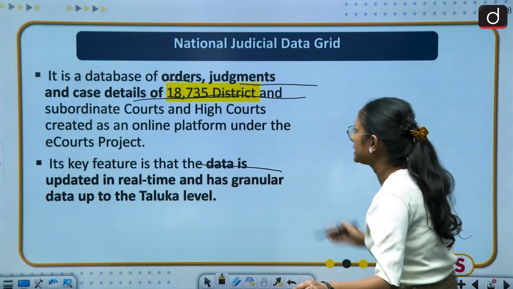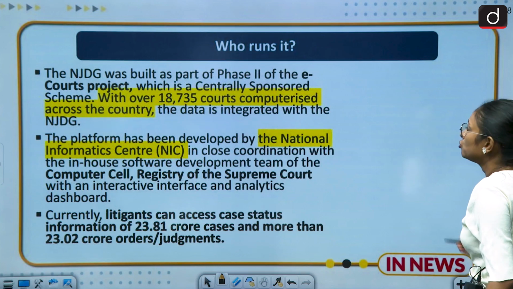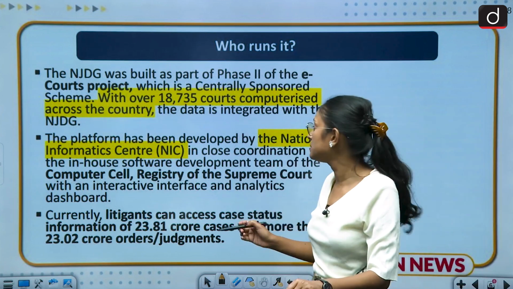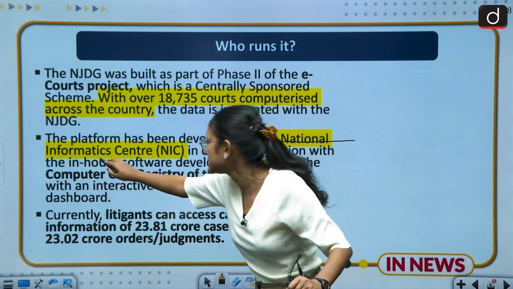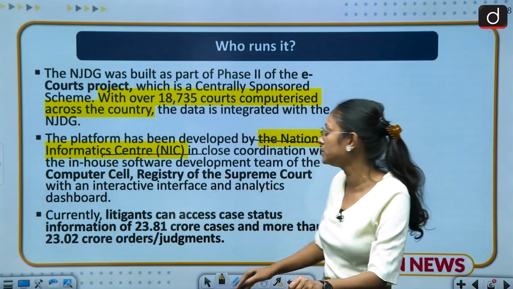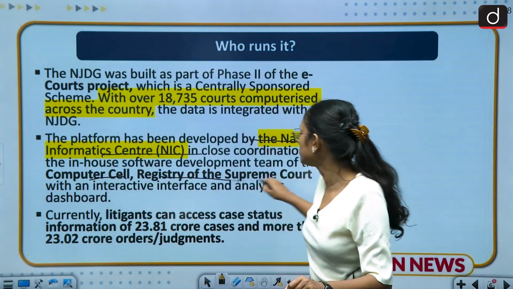So moving to the next slide. Next slide is about who runs it. This platform has been developed by the National Informatics Center in close association with the Supreme Court Computer Cell Registry of the Supreme Court.